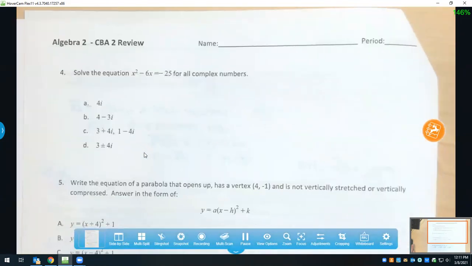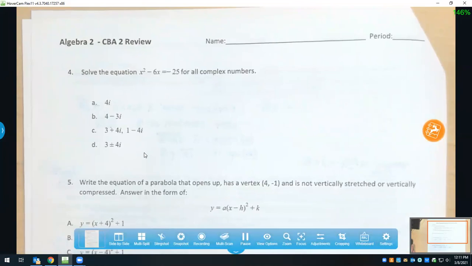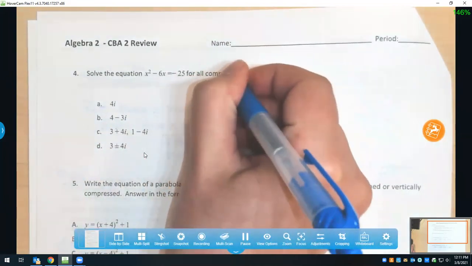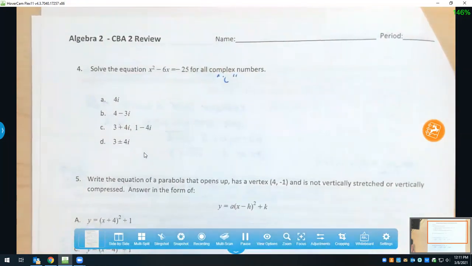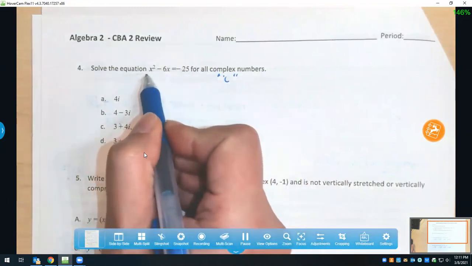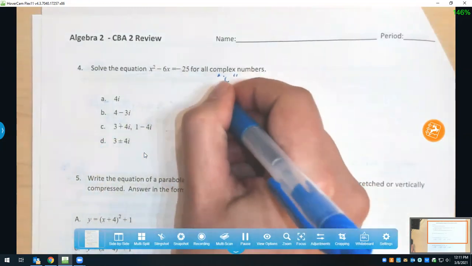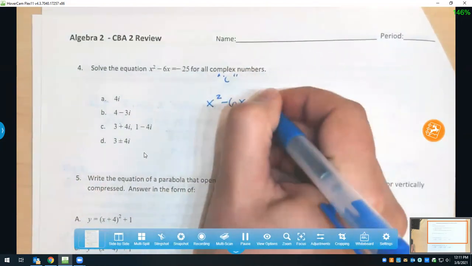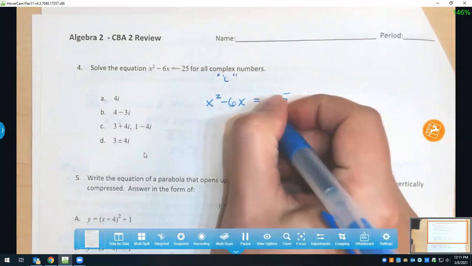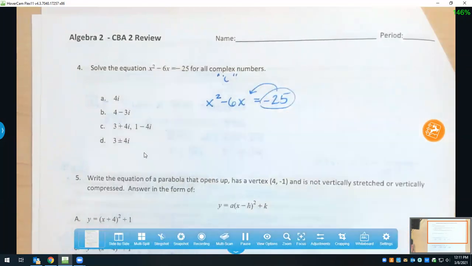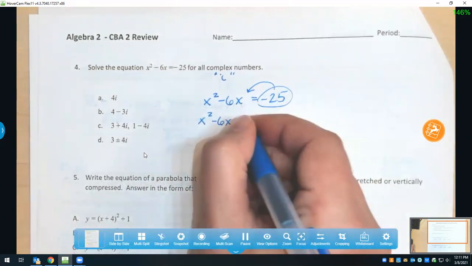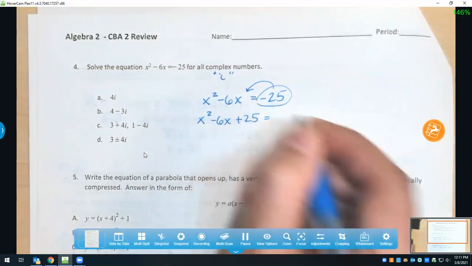Okay, so we're going to solve this equation for all complex numbers. That means the imaginary, right? So you should expect that you're going to have some imaginary numbers show up. When you solve quadratic equations, you know it's quadratic because of the x squared, you need to get it equal to 0. So we're going to need to move that 25 over. Right now it's being subtracted, so we're going to need to add it.